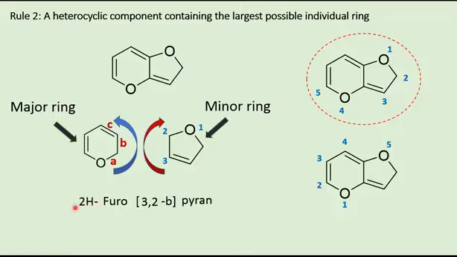So we mention it as 2H-furo 3-2B pyran. This is the major ring, this is the minor ring. This is the direction in which the atoms of the minor ring are fused onto the B bond of the major ring. And in this entire structure, at the second position you have the hydrogen. So that is the meaning of the entire name. I hope you got it.